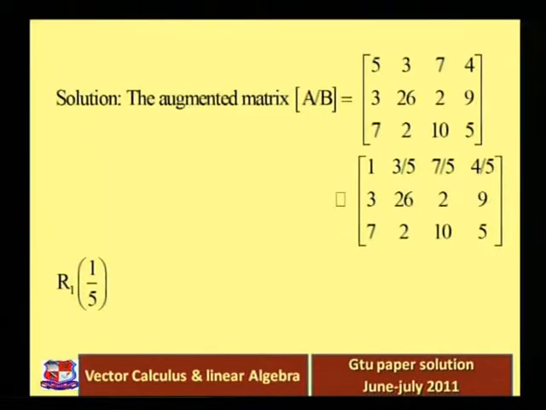Okay, now first we want to make 1 the leading entry in the first row. So what we have to do, we divide the first row by 5, right? So R1 goes to R1 times 1 by 5. The first row is now 1, 3 by 5, 7 by 5, 4 by 5. The second and third rows are as they are, you can see 3 26 2 9, 7 2 10 5.